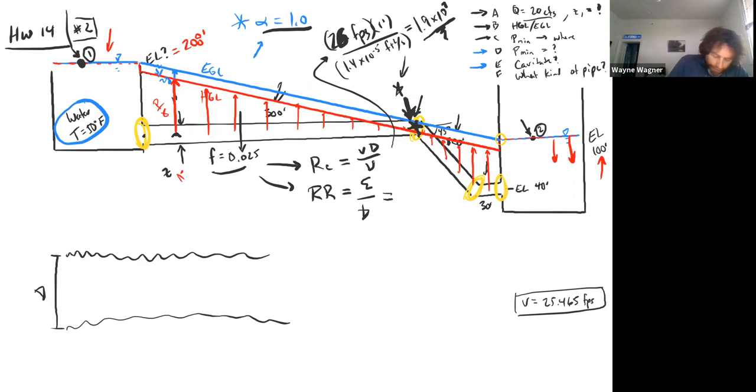Okay, so D is the diameter of the pipe, and epsilon is some length scale that tells you something about how big those roughness things are. If it's concrete, it might have really big roughness elements, and if it's like glass, those roughness elements might be non-existent. So this is the roughness of the pipe, and this is the diameter of the pipe. In this case, the diameter is 1 foot, and the roughness is what we don't know. But if we knew the roughness, we could look at that chart on the Moody diagram and find it.